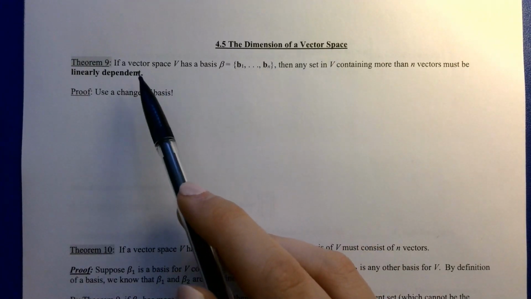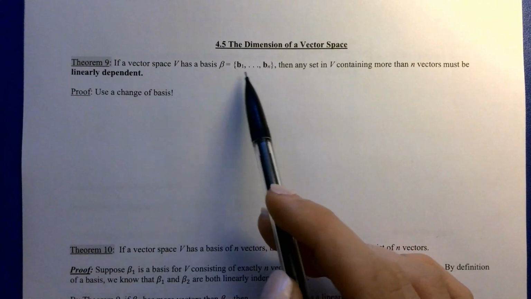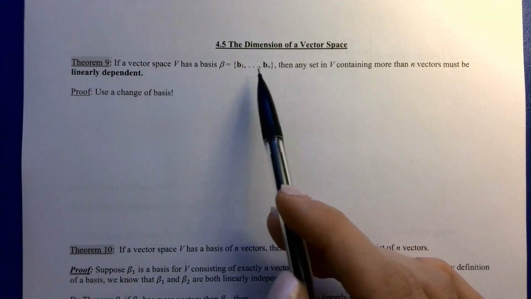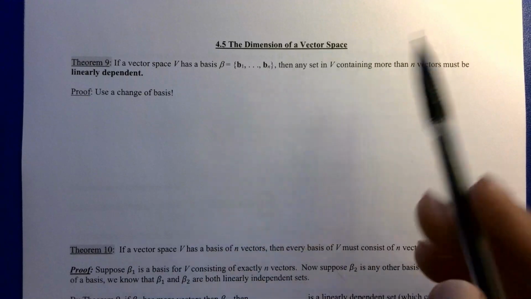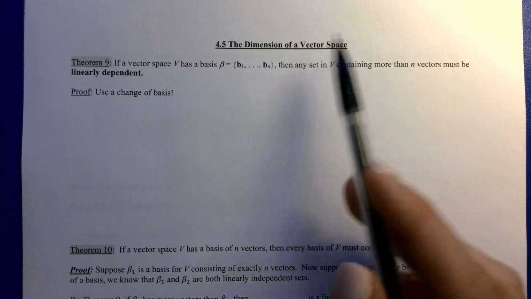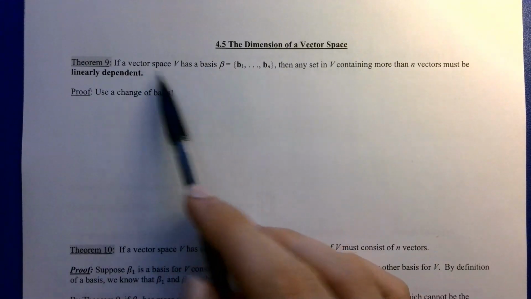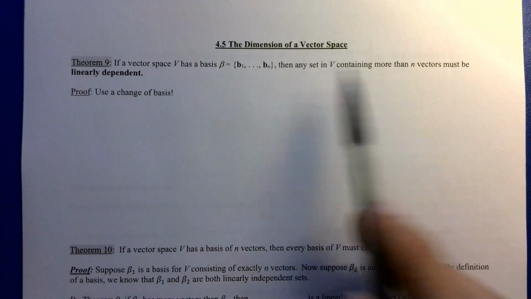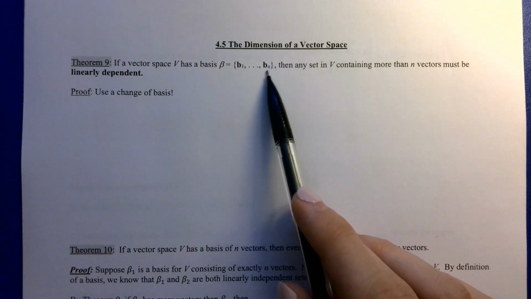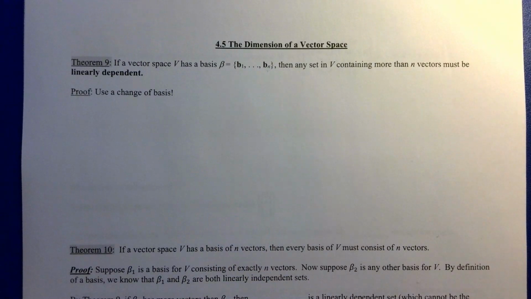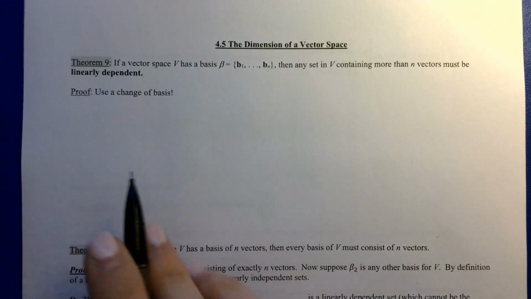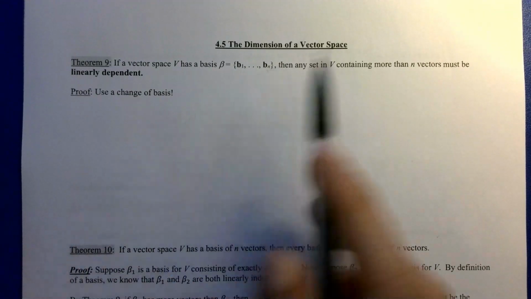So our first theorem is that if a vector space V has a basis, vectors b1 through bn, then any set of vectors that are also in the vector space that contains more than n vectors must be linearly dependent. So we're going to prove this using a change of basis, meaning we're going to go back to 4.4 and we are going to create a set.